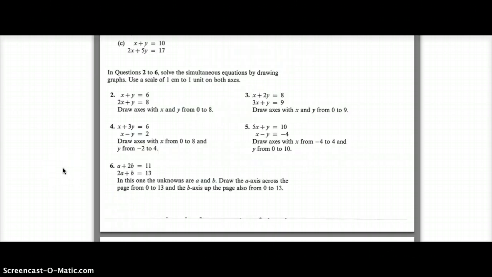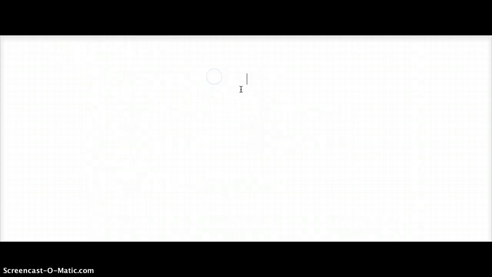Okay, I've pulled up your future classwork. Let's just look at problem number 2 here. Problem number 2 gives us a simple system of equations and asks us to graph these two lines. Okay, so let's write these down. x plus y equals 6, and down on the next line, we've got 2x plus y equals 8. So let's separate these a little, and we're just going to graph these.